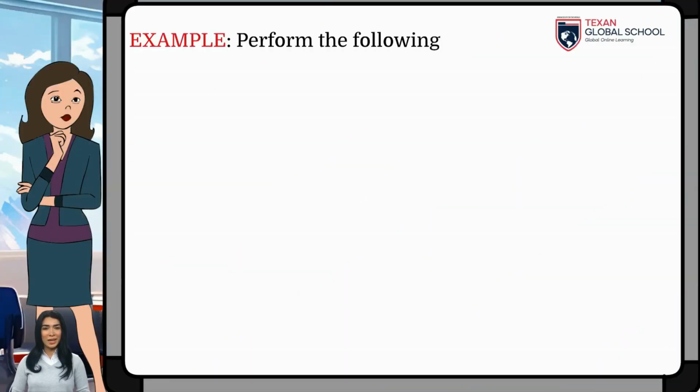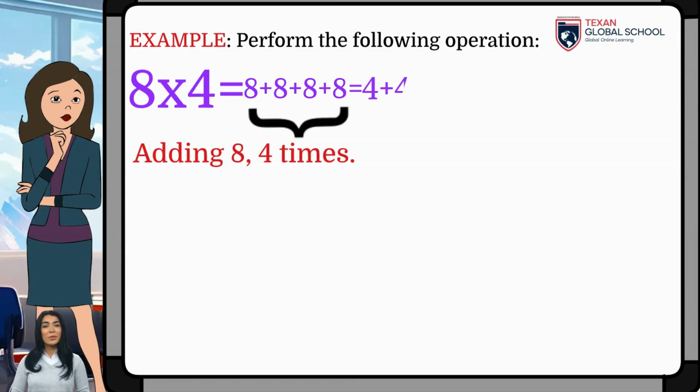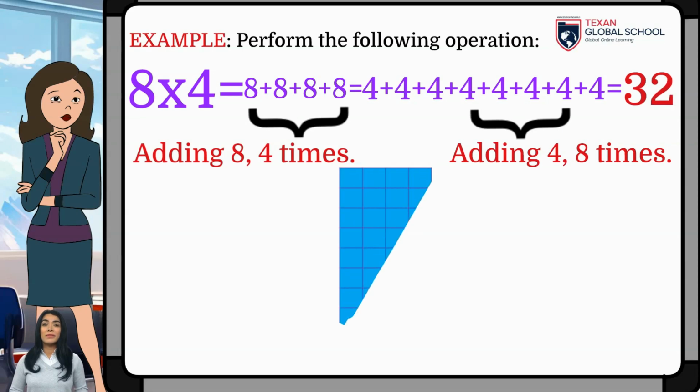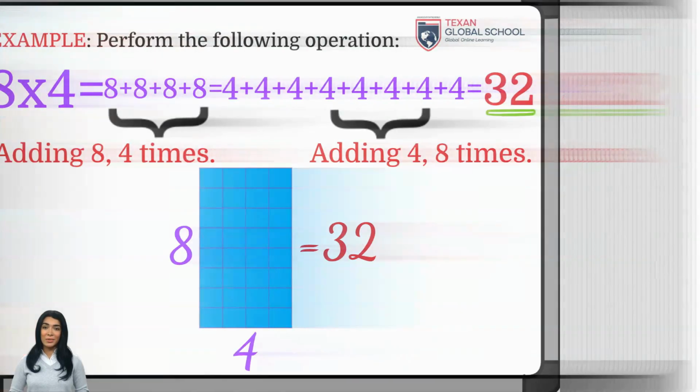Then, multiply 8 by 4. We add 8 4 times, or we add 4 8 times. Therefore, 8 times 4 is 32. The model represents 8 rows by 4 columns. So we have 32 ones. Thus, we conclude that 8 times 4 is 32.